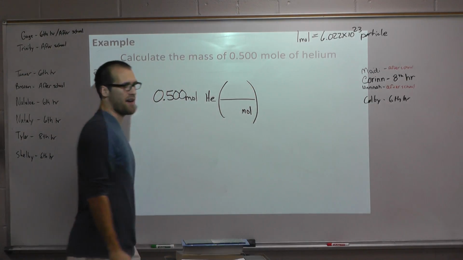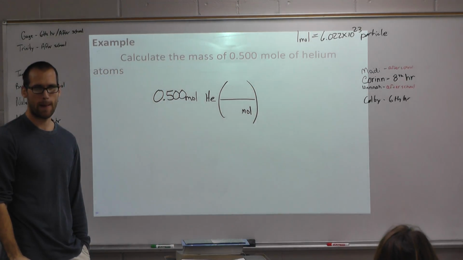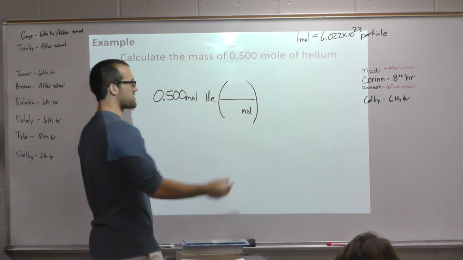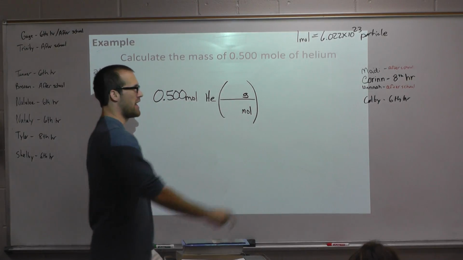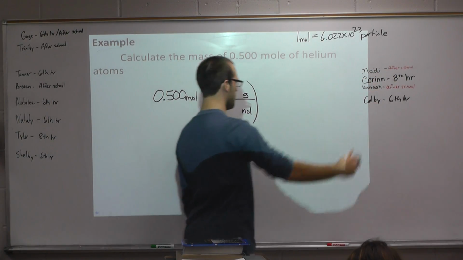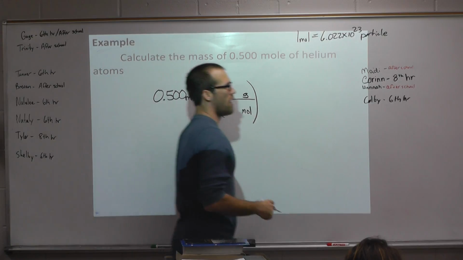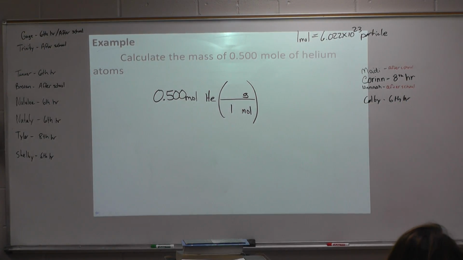Okay, so notice I have moles on the bottom again here. Why? Because it cancels out. I have moles to cancel and I want to go to grams. And I know that up here is for every 1 mole. So for every 1 mole, how many grams of helium would I have?